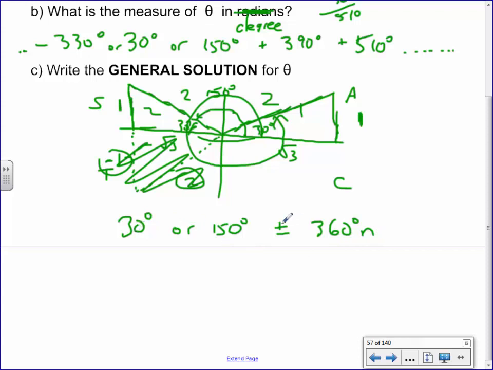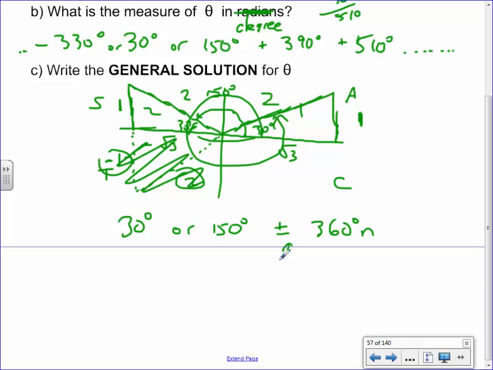30 degrees, you could add 360 to it once. Or 30 degrees, you could subtract 360 from it once. This n right here is like a natural number. It has to be like 1 or 2 or 3. So what I'm saying is you could go around the circle 1 extra time, 2 extra times, 3 extra times. Does that make sense? The plus or minus means that you could go forwards around the circle or backwards around the circle. Okay, that's how you write a general solution.